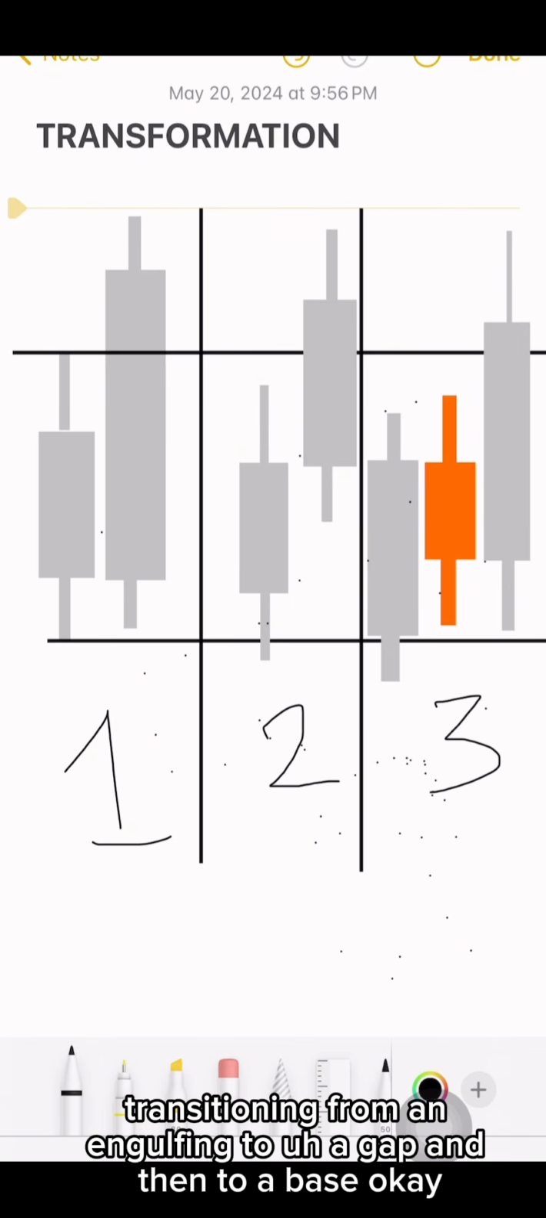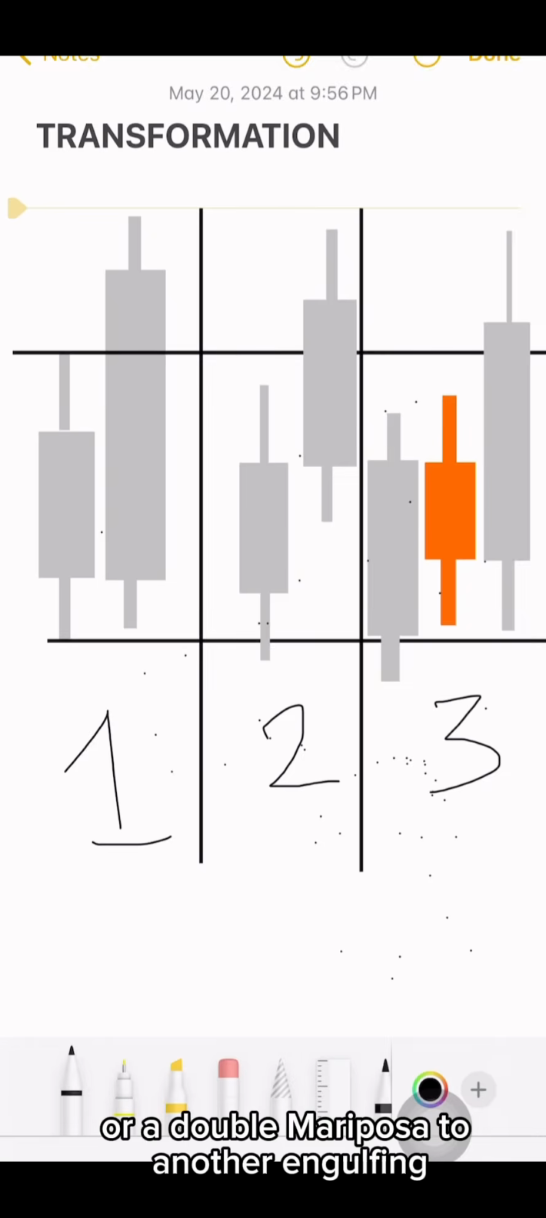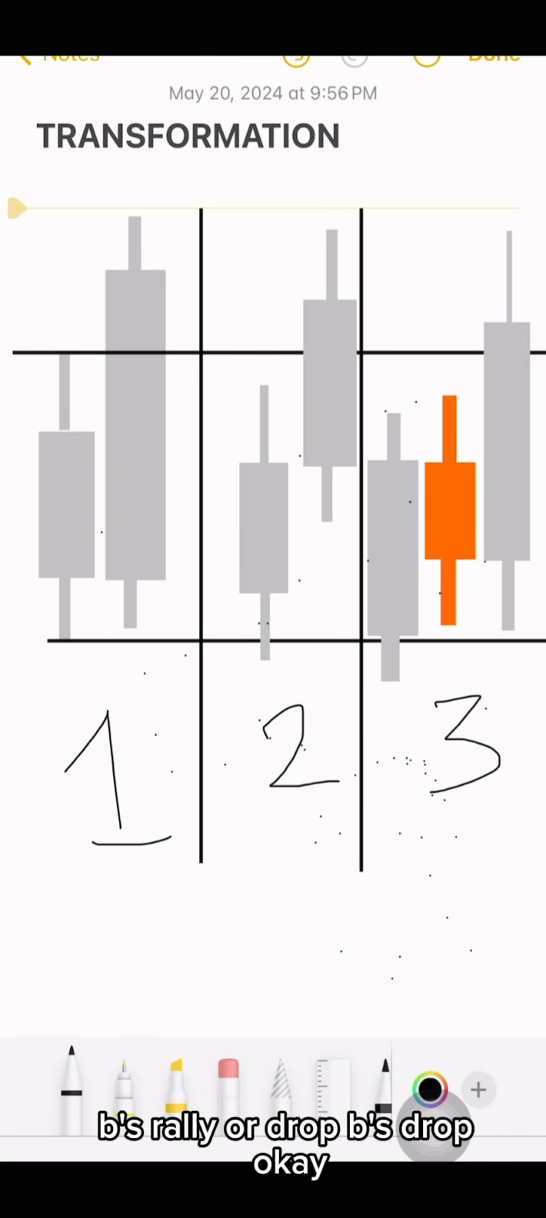to a base. Okay, so engulfing, full engulfing, to an OC or a gap or a kissing candle or a double marubozu, to another engulfing, which is also called a rally base rally or drop base drop. Okay, so how does it work?